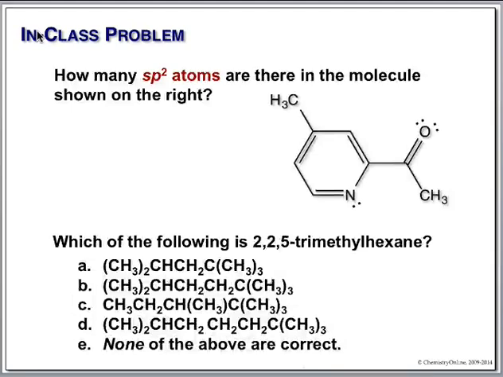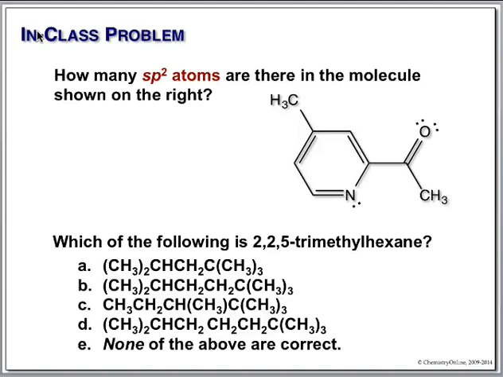Oh, very simple counting exercise. How many sp squared atoms do we have here? Atoms, not carbons. Obviously, these guys here in the ring are, but we need to recognize that this nitrogen is also sp squared, just like the oxygen in the carbonyl is sp squared, and so is the carbonyl carbon.